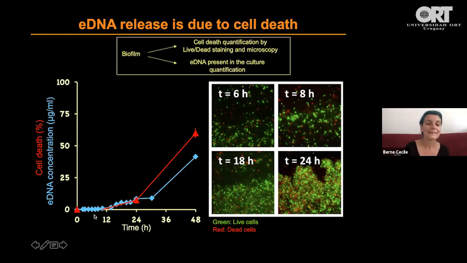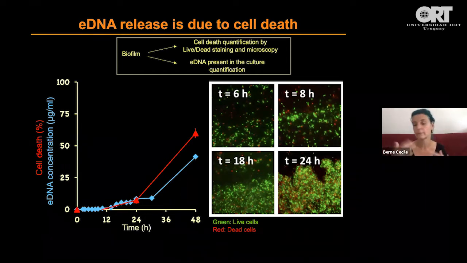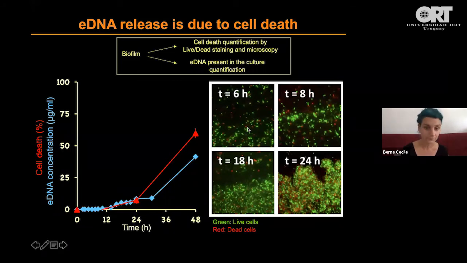We monitored biofilm over time, and we can look at live cells and dead cells inside the biofilm just by using this specific stain. Here live cells are green, dead cells are red. We can look at the number of dead cells over time and quantify that. We can also quantify the amount of extracellular DNA released in those biofilms at the same time.